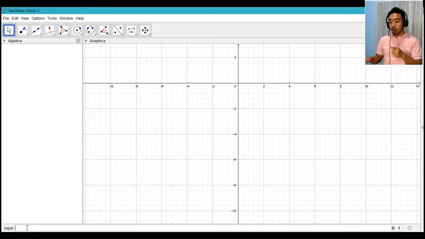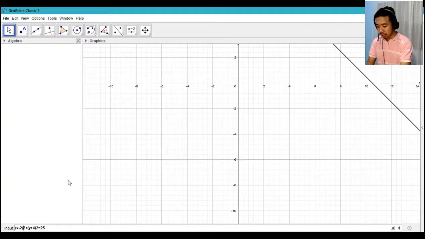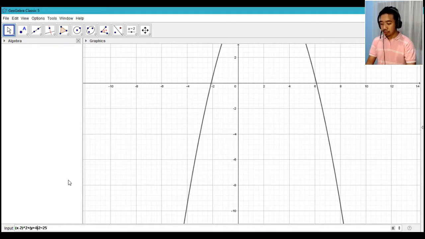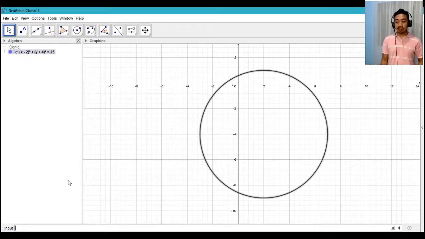Okay, so paste it. So I just press Control V. However, it won't be readable like that. So just insert Shift 6 at the 2. Okay, so that it becomes an exponent. The same goes for the y quantity. And then voila, this is our circle.